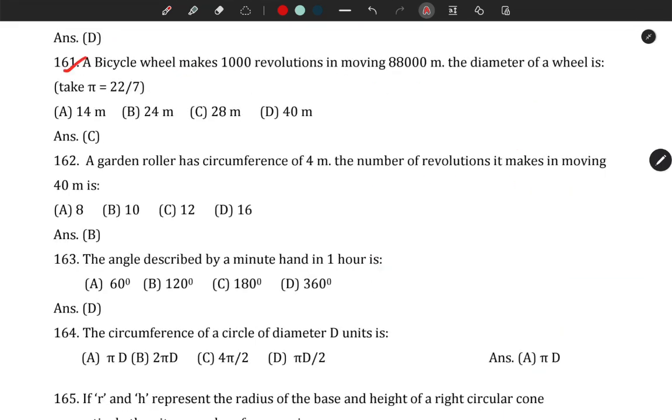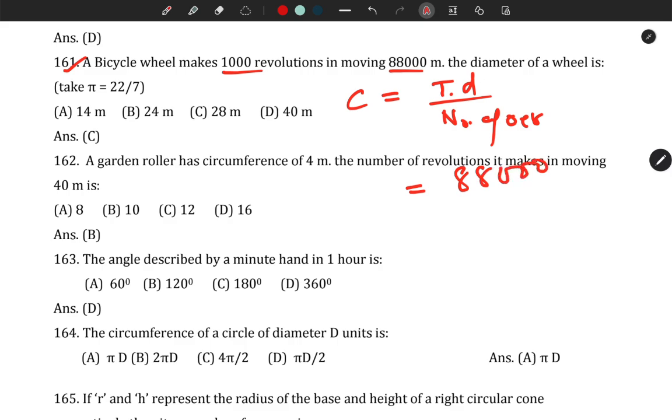A bicycle wheel makes 1000 revolutions in moving 88,000 meter. So for this type of question you have to remember that circumference will be equal to total distance divided by the number of revolutions, or number of revolutions is total distance by circumference. So circumference will be total distance covered, 88,000, divided by number of revolutions, 1000. You cancel this. So we are getting circumference 88, and we know circumference is 2 pi r.